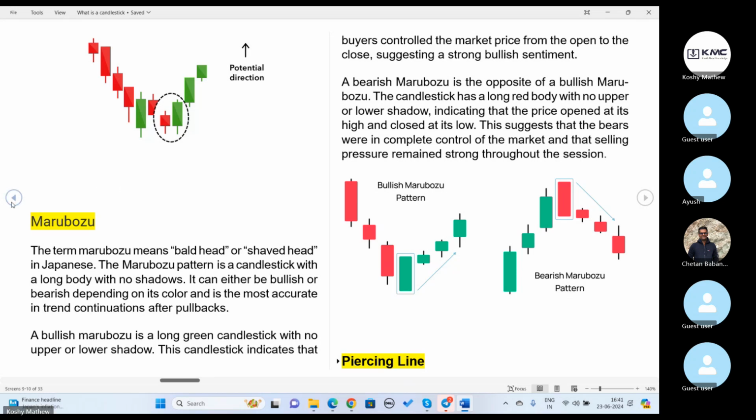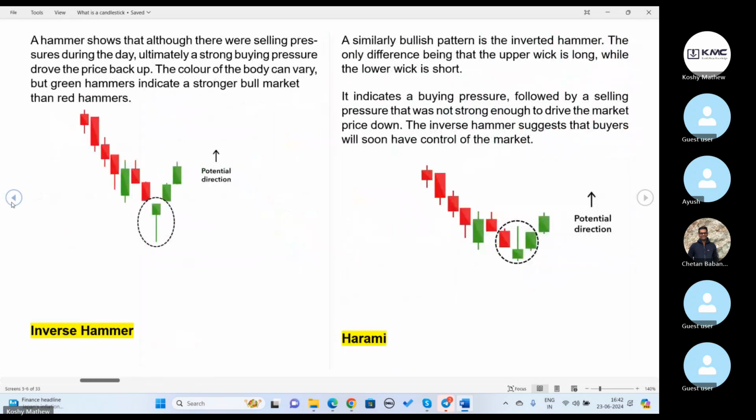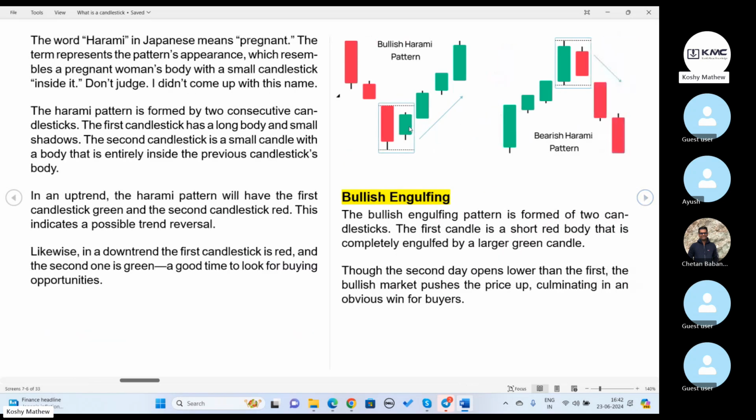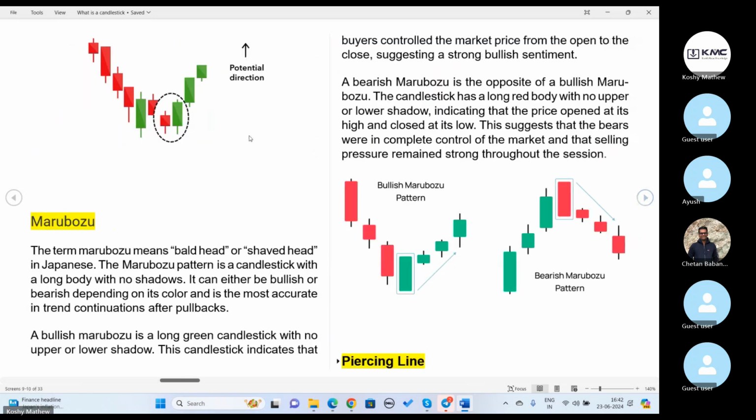So we have learned about the hammer, the inverse hammer or inverted hammer. We have spoken about harami. Harami in Hindi actually has a different meaning, but in Japanese it's called pregnant, like a pregnant woman. We have learned this, both bearish and bullish. Next, we have bullish engulfing, which I told you about. Then we spoke about Marubozu. All these are bullish patterns. I've clubbed them with bearish because it is easy for you to understand.